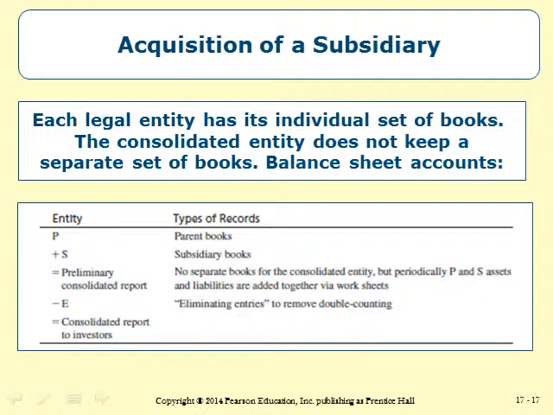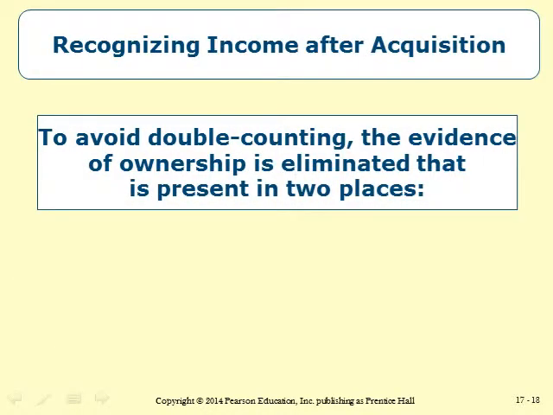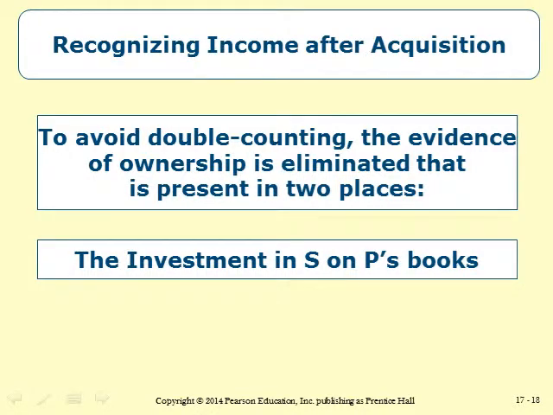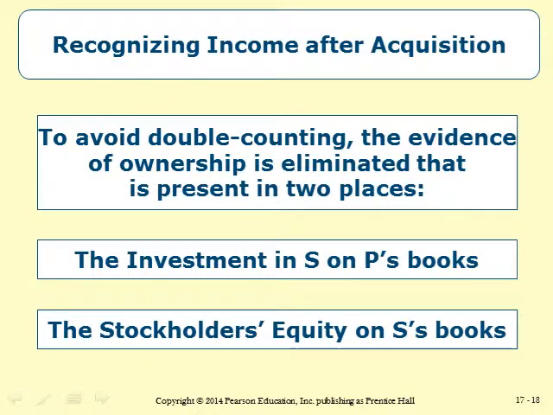And so now we'll talk a little bit about what this eliminating entry is with respect to double counting. So we make adjustments in two places to eliminate double counting. One is the investment in S on P's books, and the stockholders' equity on S's books. In summary, if the $210 million elimination of the reciprocal accounts did not occur, there would be double counting on the consolidated balance sheet.